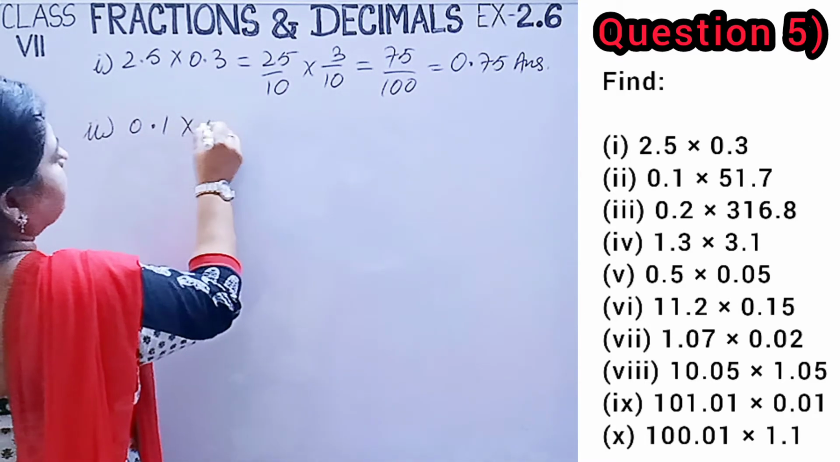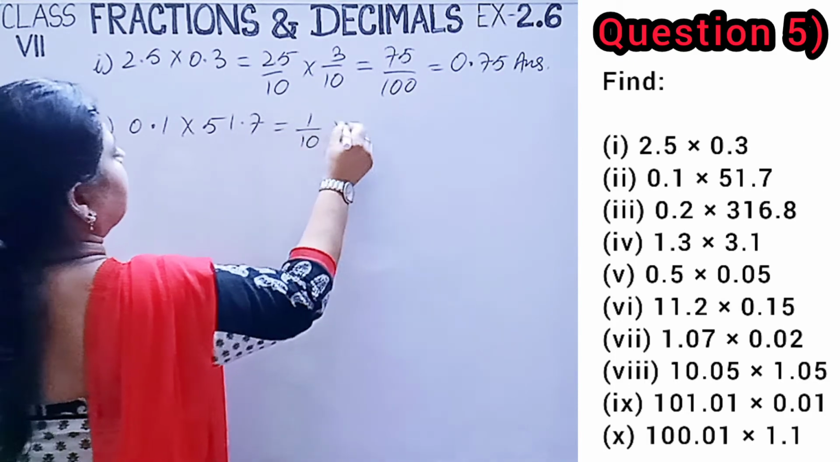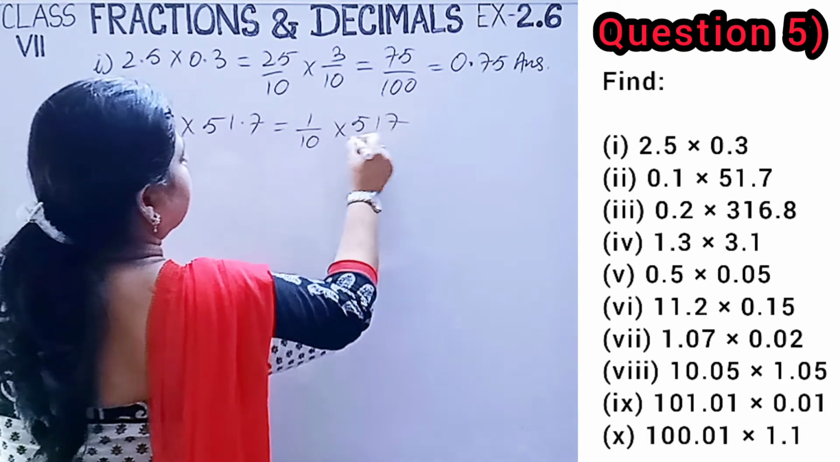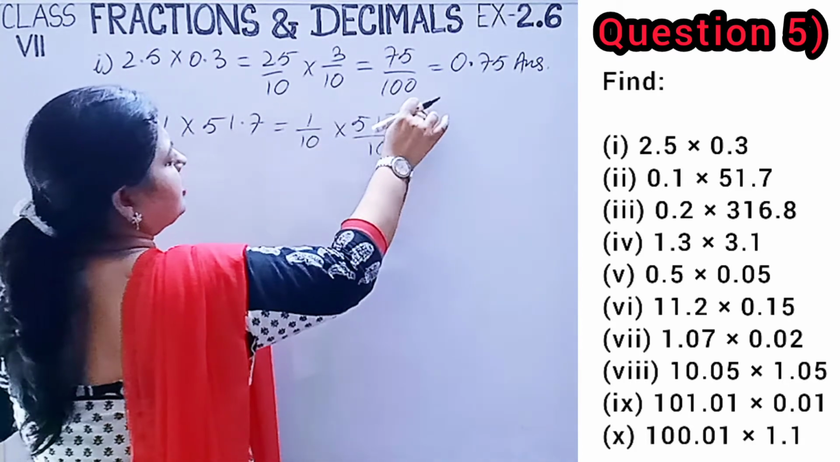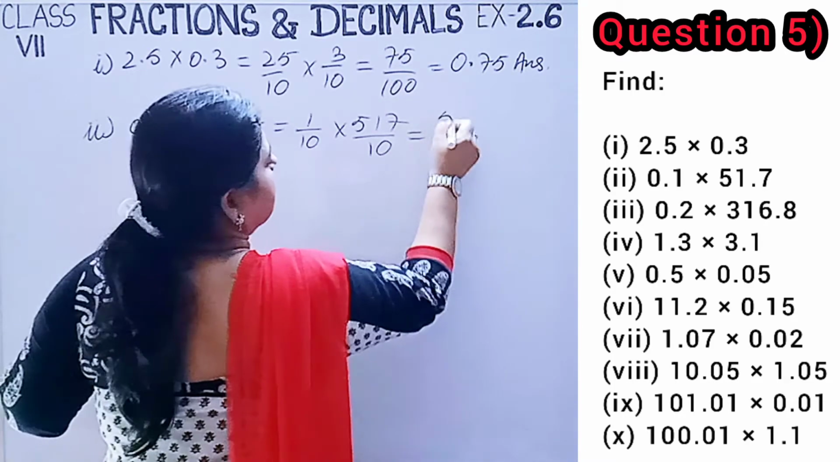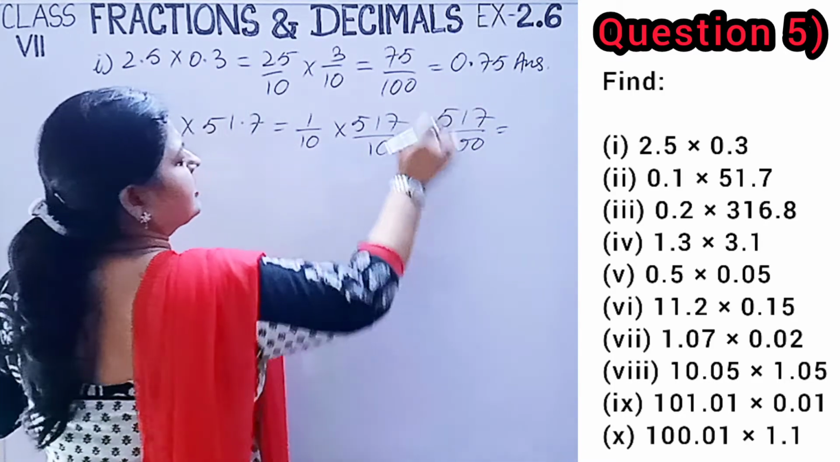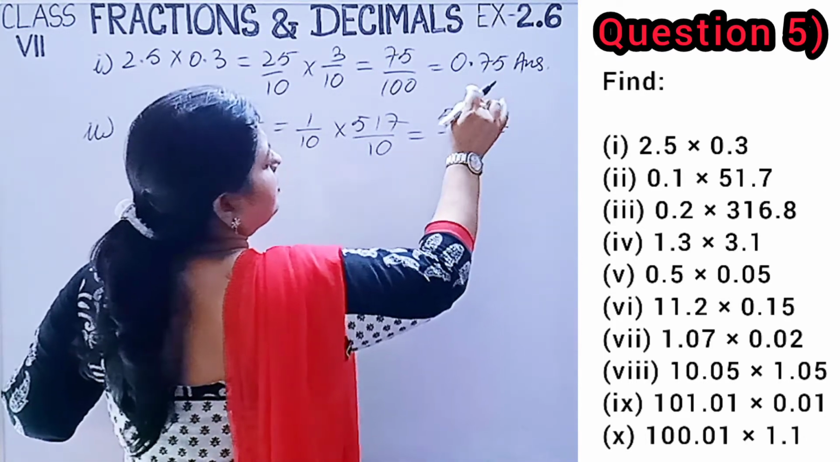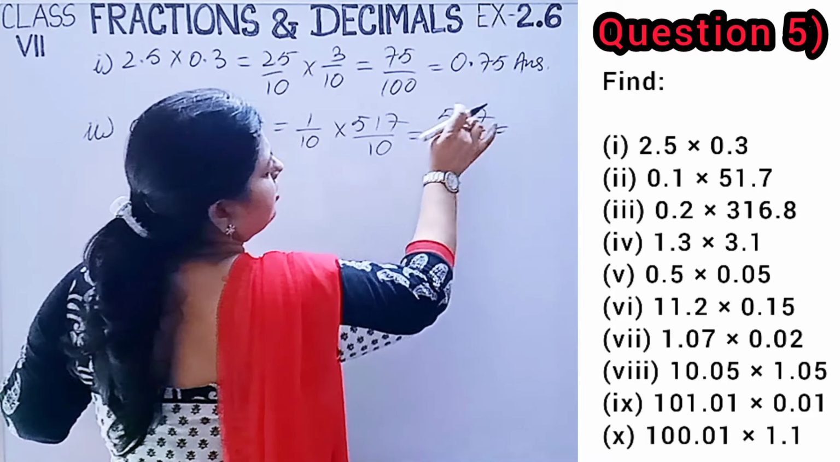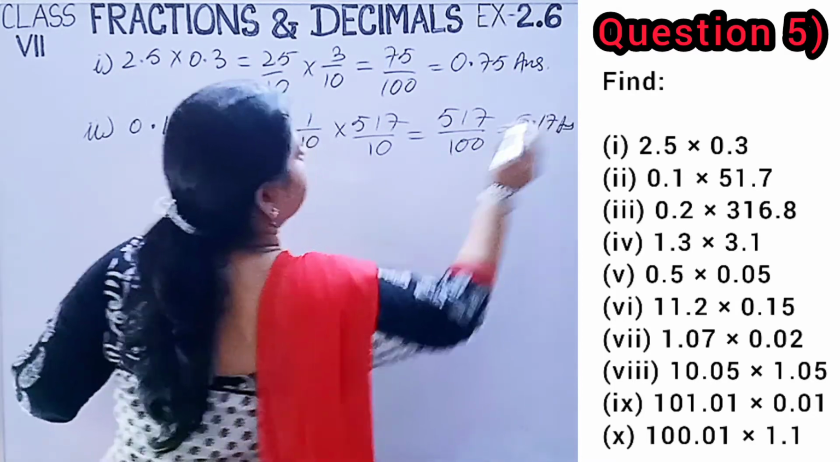Second part, 0.1 into 51.7. So 1 upon 10 and 517 upon 10. So we have to multiply numerator with numerator and denominator with denominator. So 517 upon 100. So we have to convert this fraction into decimal. Now we have 2 zeros here. So we have to put decimal before 2 digits. It means 5.17. Answer.